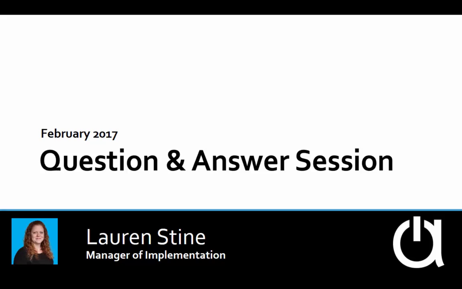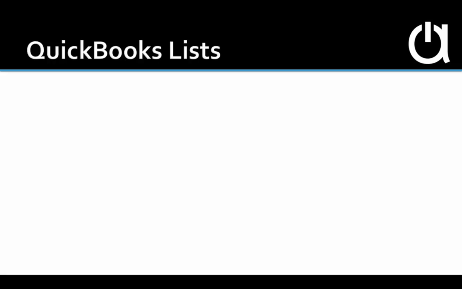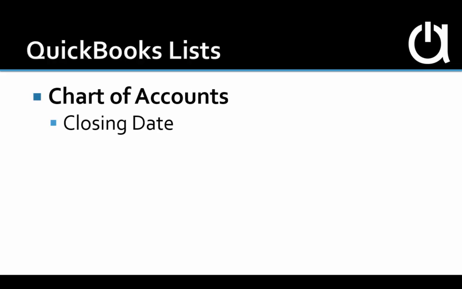All right, so to get started, we had a few questions come in about the lists maintained in QuickBooks versus which ones are maintained in Activate. And since we had so many customers asking about it, new and old, I figured we'd go ahead and just do a brief overview of what those are and where they're maintained. So we're going to start out with the list maintained fully in QuickBooks, and the first one being chart of accounts, including the closing date for your books.